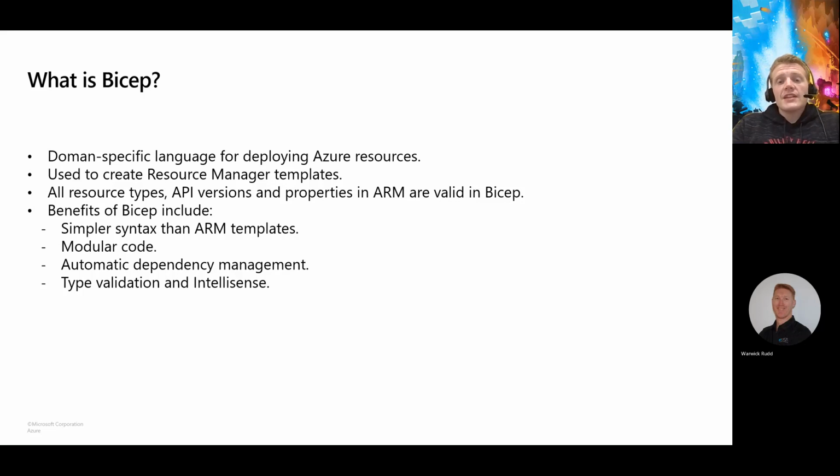Bicep also has the advantage over ARM where it automatically detects dependencies between your resources, removing some of the tedious work involved in template authoring. I remember the very brief work that I did in ARM back in a previous job. We had kind of like templates within templates, and what Bicep does, it actually automatically detects dependencies between your resources, and it just removes that tedious work involved in the template authoring.